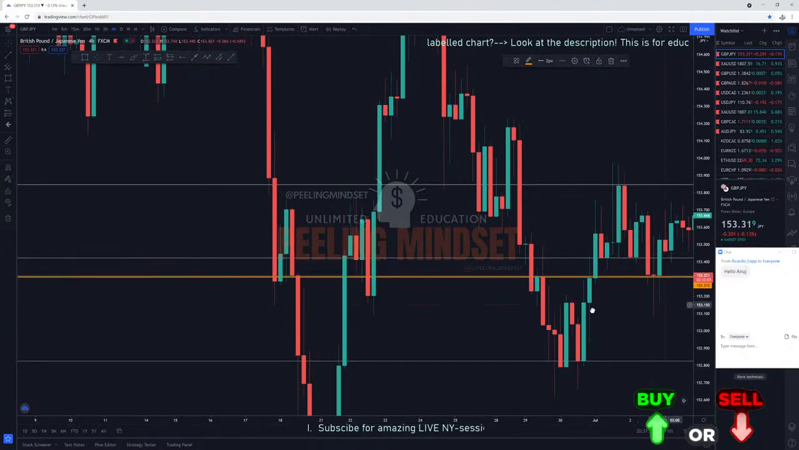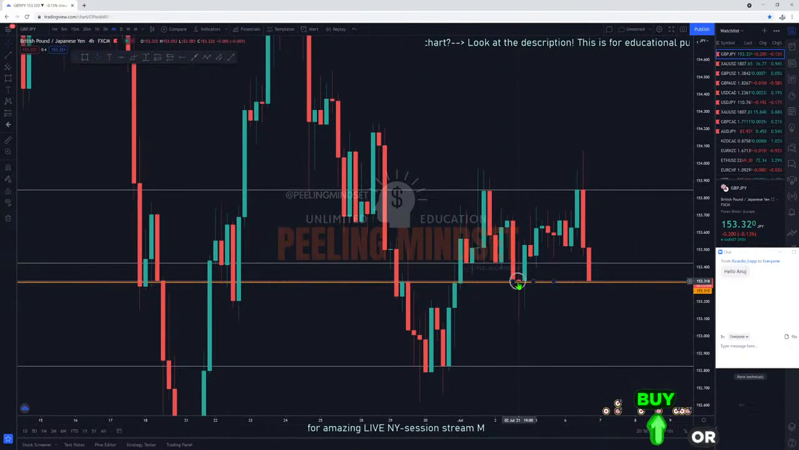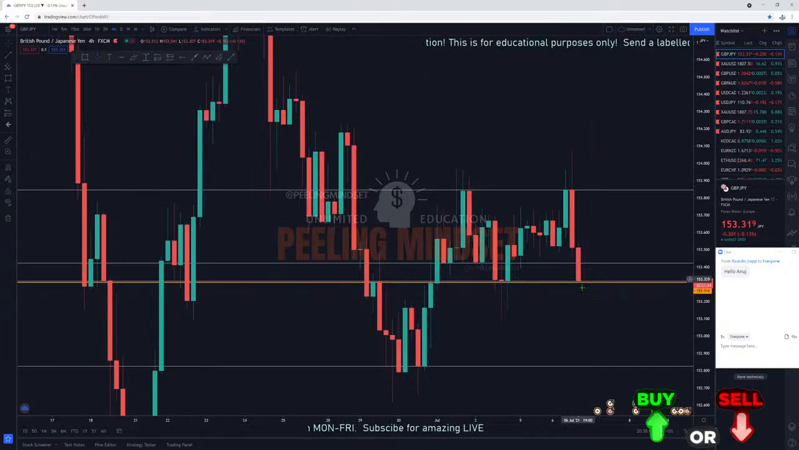Even in the most recent price action, price has engaged with that 153.310 several times and rejected off of it. So I will need the candles to actually close below that level with a confident posture to show me a bearish bias.